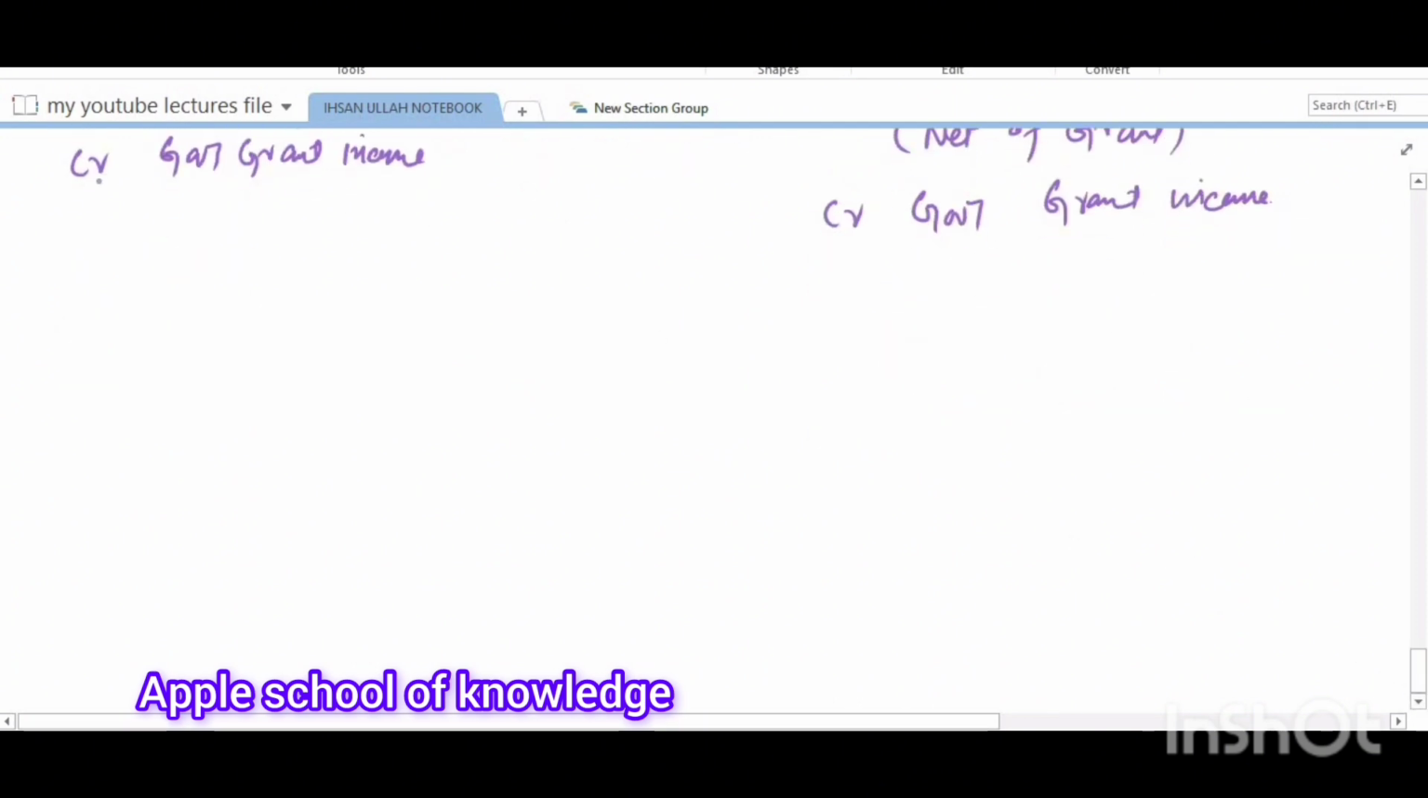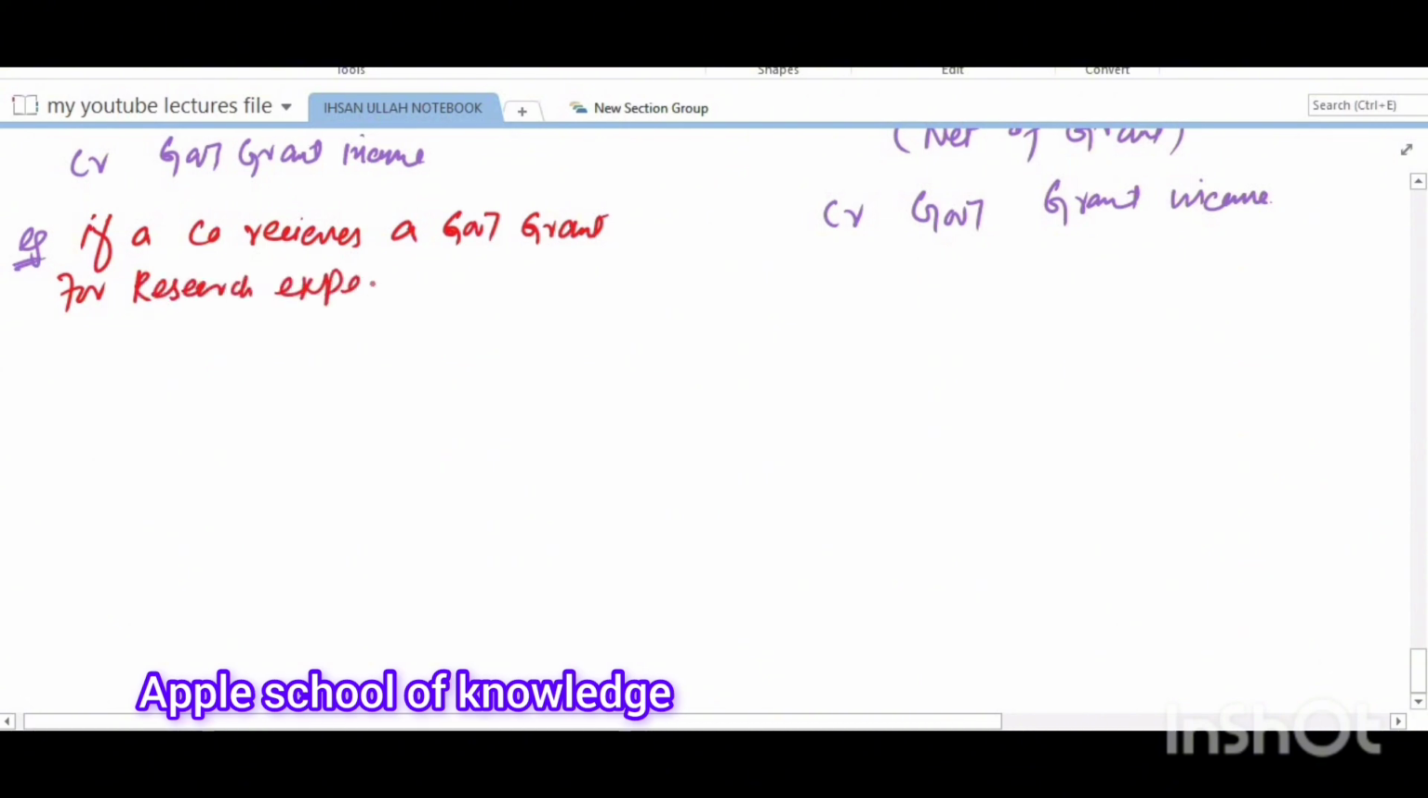Okay, example related to when you do a credit. Let me write the example for you here. Let's say a company receives a government grant for research expenses, so you will debit research expense, and credit will be government grant income.